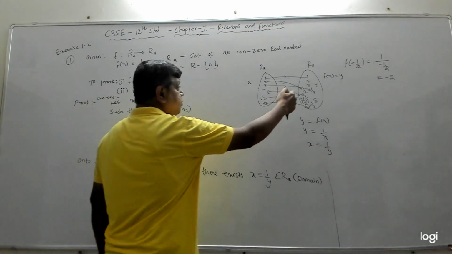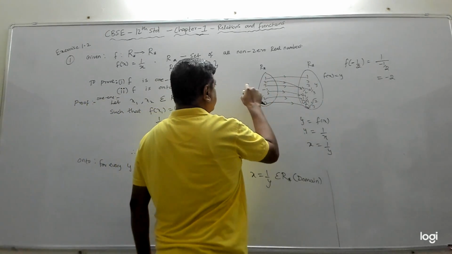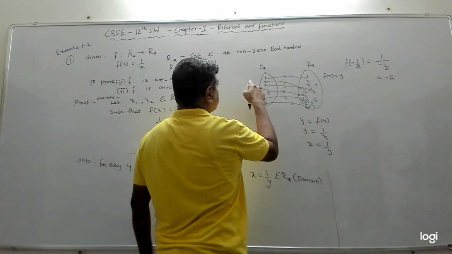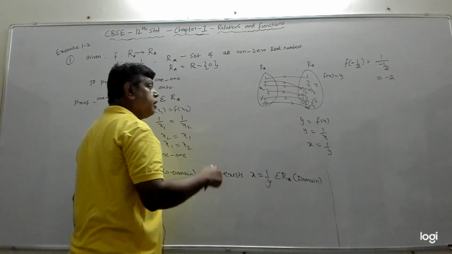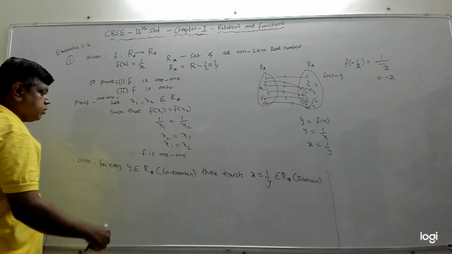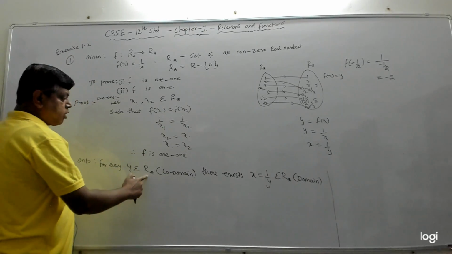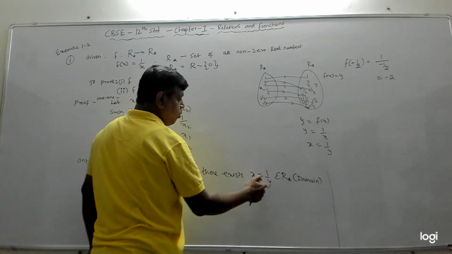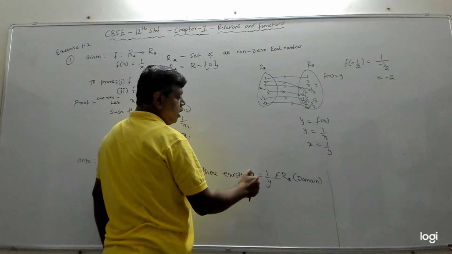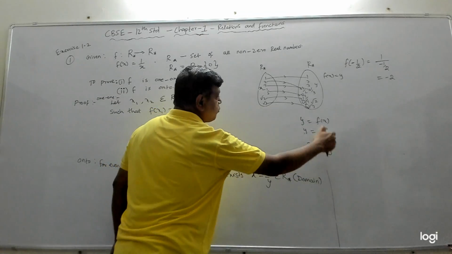For every y, if you are able to find an element x in this set, I can also put the element x inside this. For every y, I should be able to find an x such that f of x should be equal to y. Then that makes f onto. So for every y belonging to R star, the codomain, there exists an x, and x should be 1 by y. How did we get x is equal to 1 by y? From this rough work.